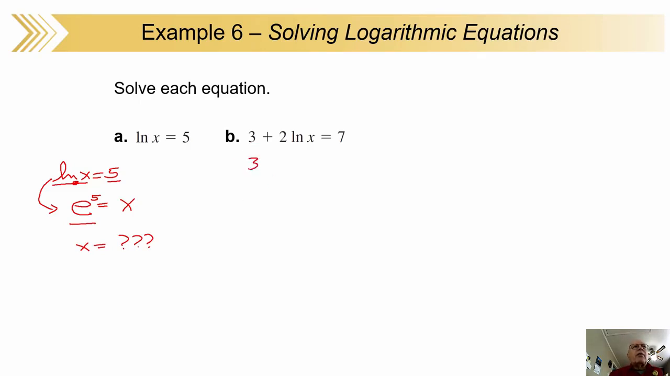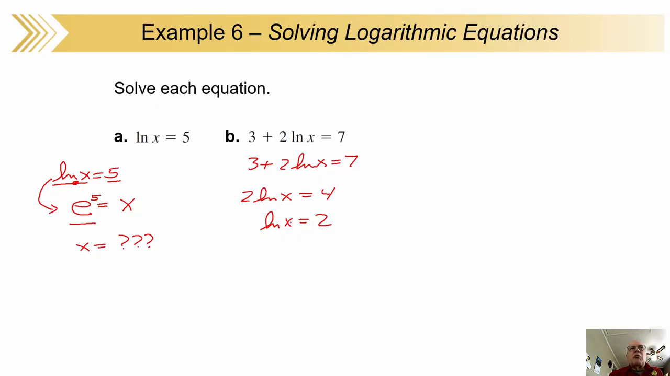Second one, 3 plus 2 natural logarithm of x equals 7. X is in here. We want to get this term all alone, so we'll subtract by 3. So I have 2 natural logarithm of x equals 4. Notice that both sides are divisible by 2. Might as well do that. Make it look simpler. Okay, now we're ready to roll. But the x is stuck here inside the natural logarithm function. How can we get it out?